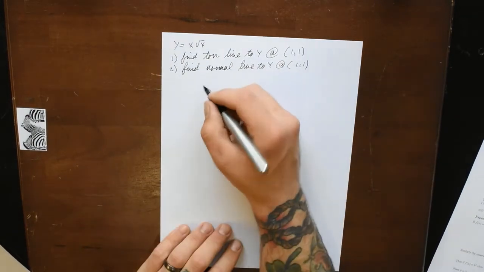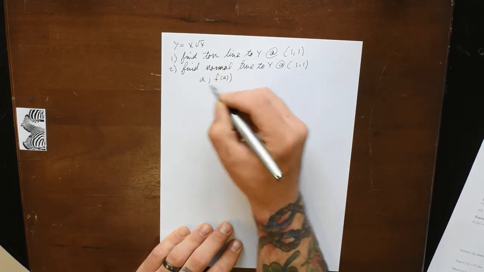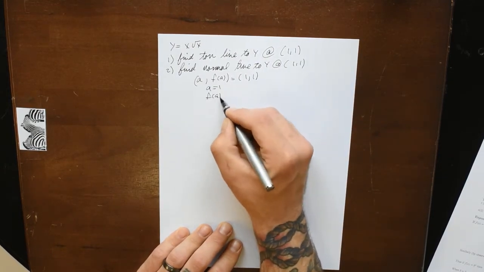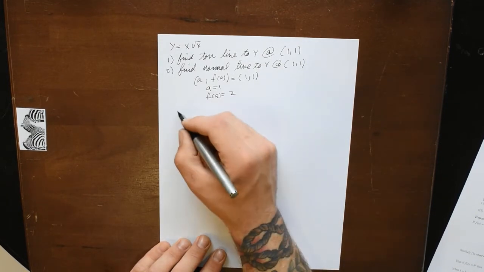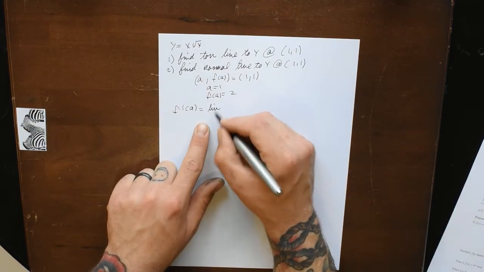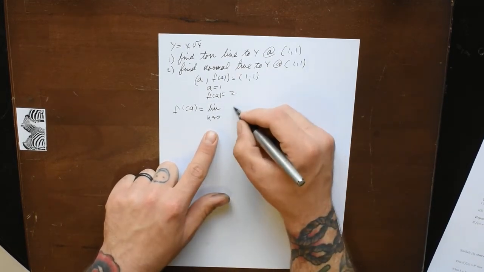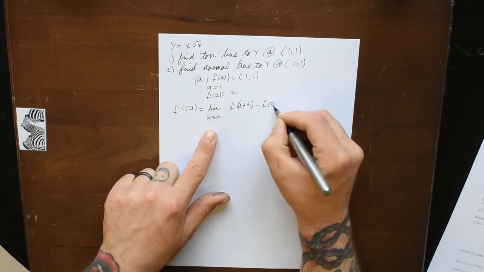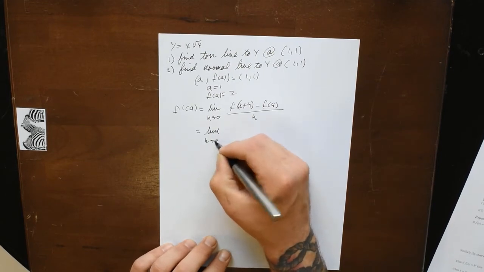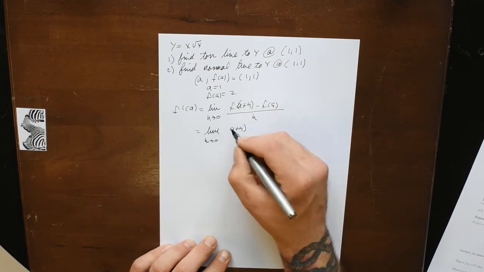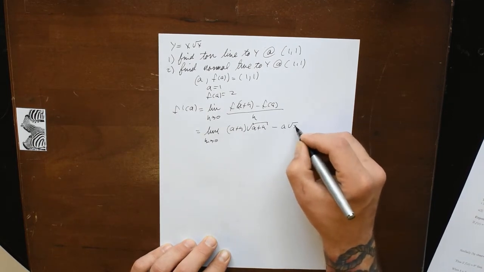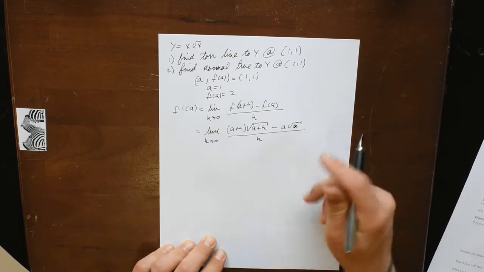Okay, so we've got a point a, we've got a point f of a, that's our point 1, 1. So we get a is equal to 1 and f of a is equal to 1. What we need now is f prime of a, which, if we were to apply the limit definition, would be equal to the limit as h goes to 0 of f of a plus h minus f of a all over h, which for this problem would be the limit as h goes to 0 of a plus h times the square root of a plus h minus a times the square root of a, all over h, which we could definitely do.